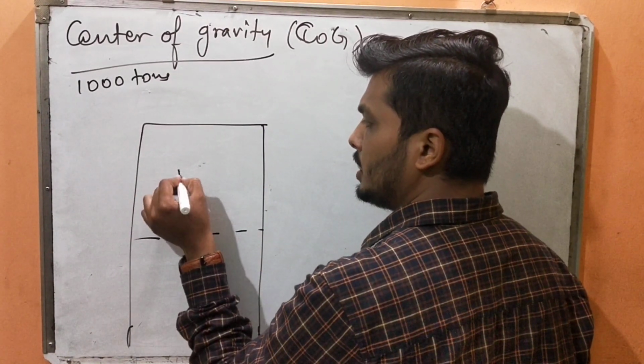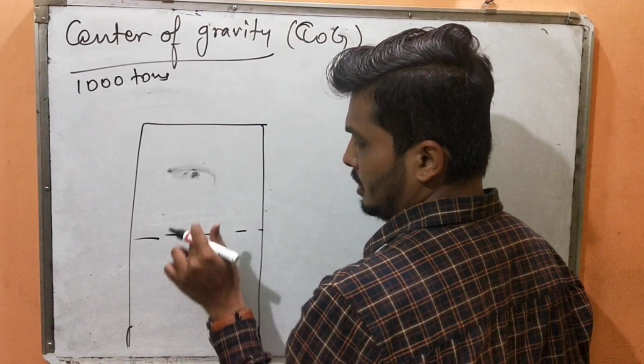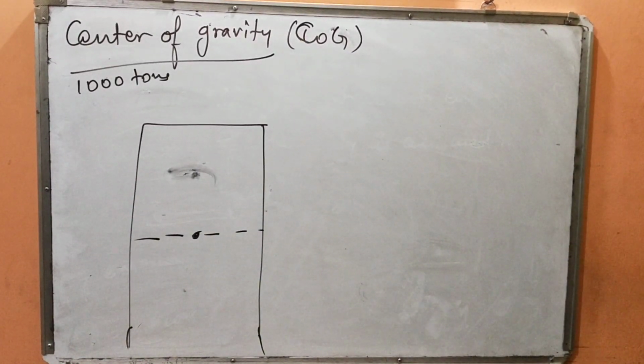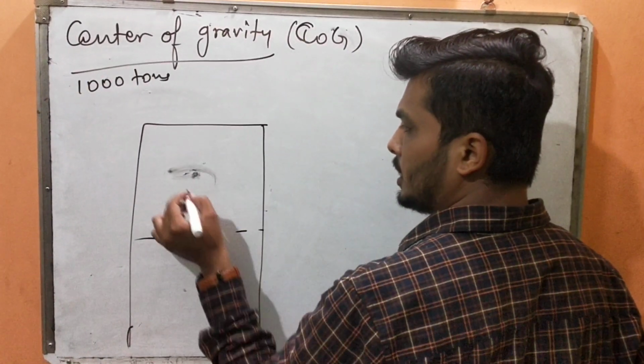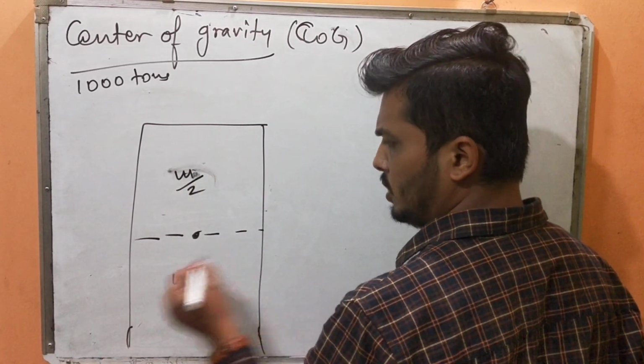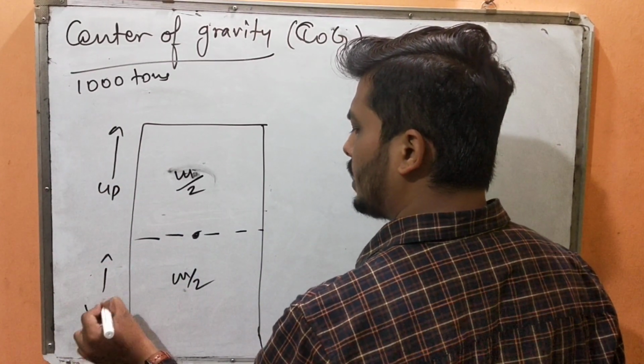From here, the mass will be equally distributed. If the mass is 1000 tons, then here m by 2, and here m by 2. So this is the upper part and this is the bottom part.